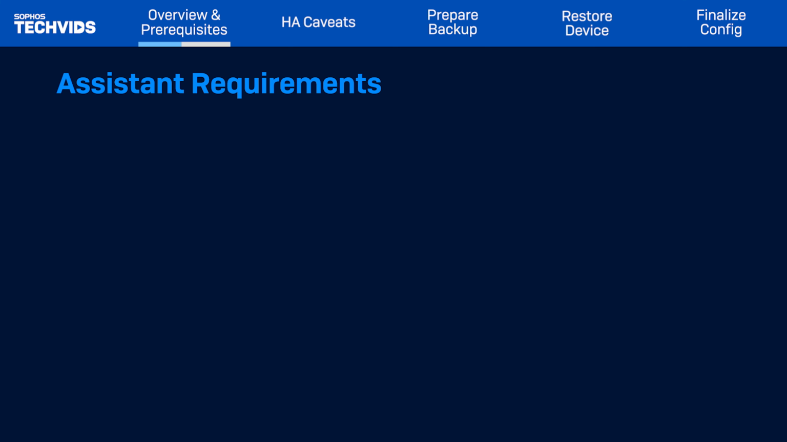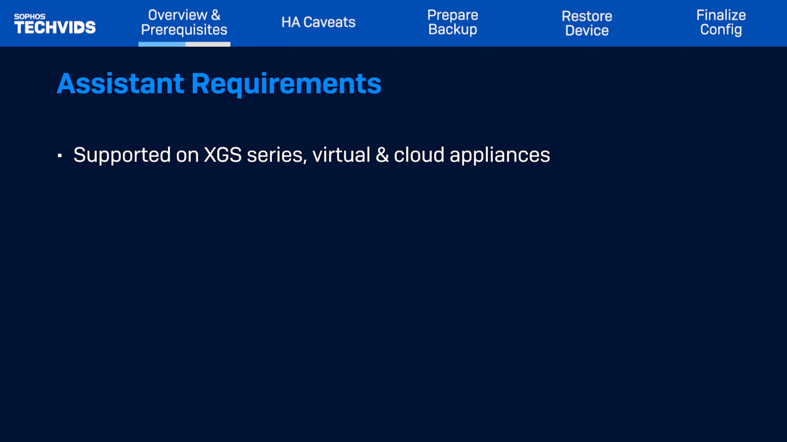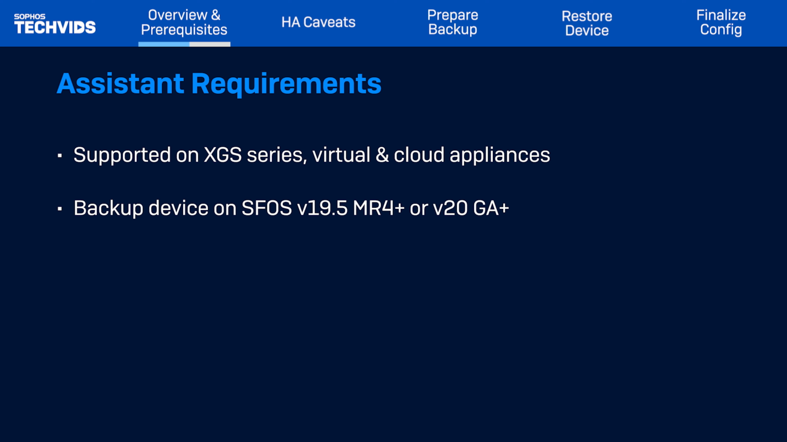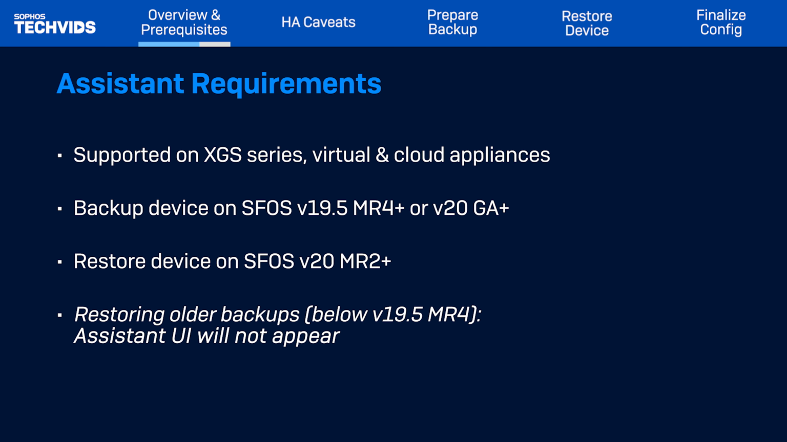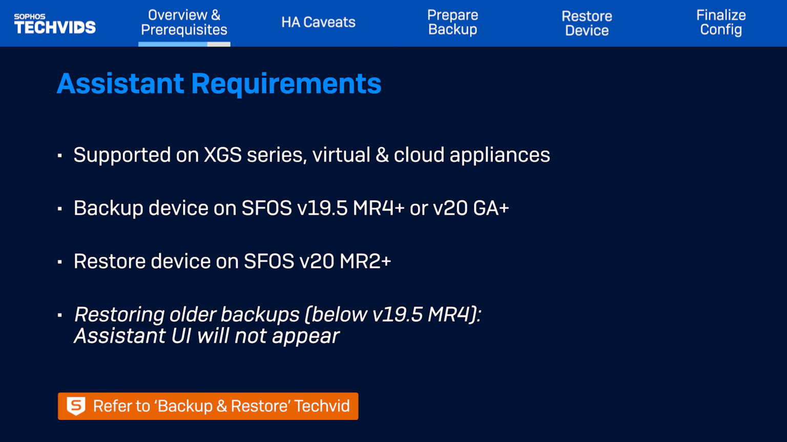Moving on, the Backup Restore Assistant will only appear if several conditions are met. First, the assistant is only supported on XGS series firewalls, virtual and cloud appliances. Next, the device you take the backup from must be running SFOS version 19.5 MR4 or later, or version 20 GA or later. And you must restore to an appliance running SFOS version 20 MR2 or later. Note, restoring backups from firewall versions below 19.5 MR4 is allowed on SFOS version 20 MR2 and later. However, the assistant UI will not be present. If this applies to you, refer to the linked Backup and Restore tech vid in the video description.